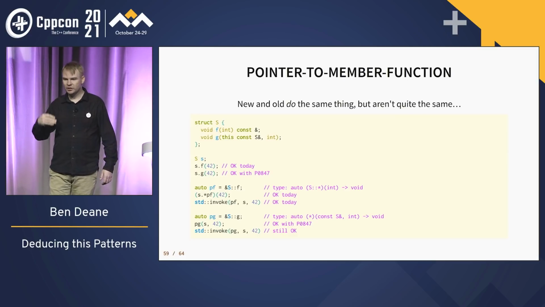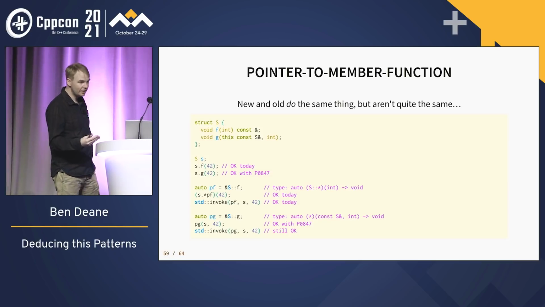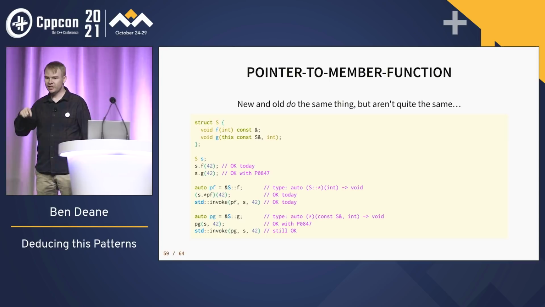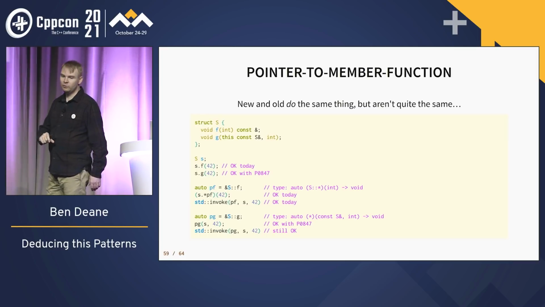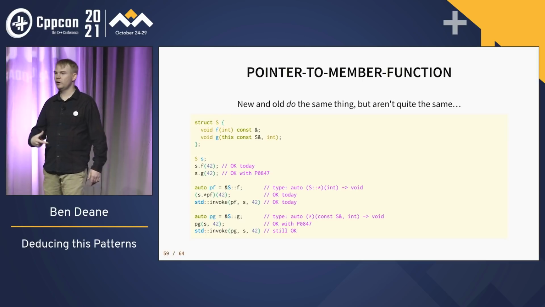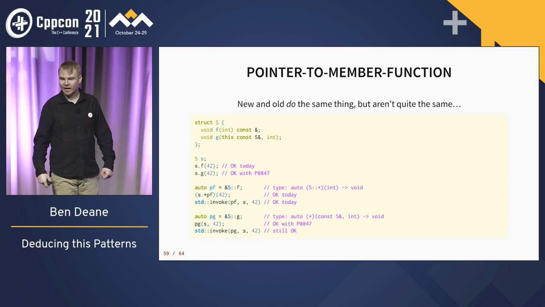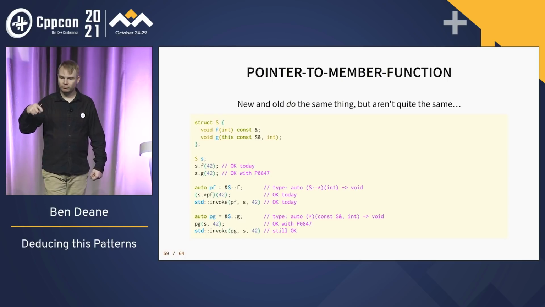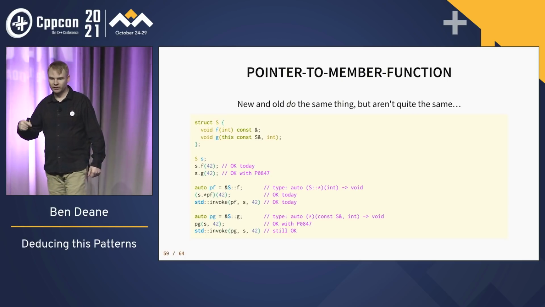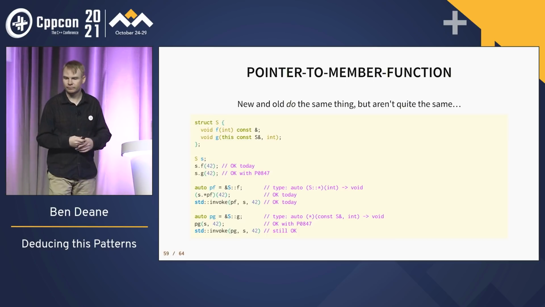So here is an example where new and old do the same thing. They are platonically the same thing, right? F and G. F is the old way where we've ref qualified the member function. G is the new way where we've given it that explicit object parameter. And we can call them s.f of 42 and s.g of 42. They will do the same thing.